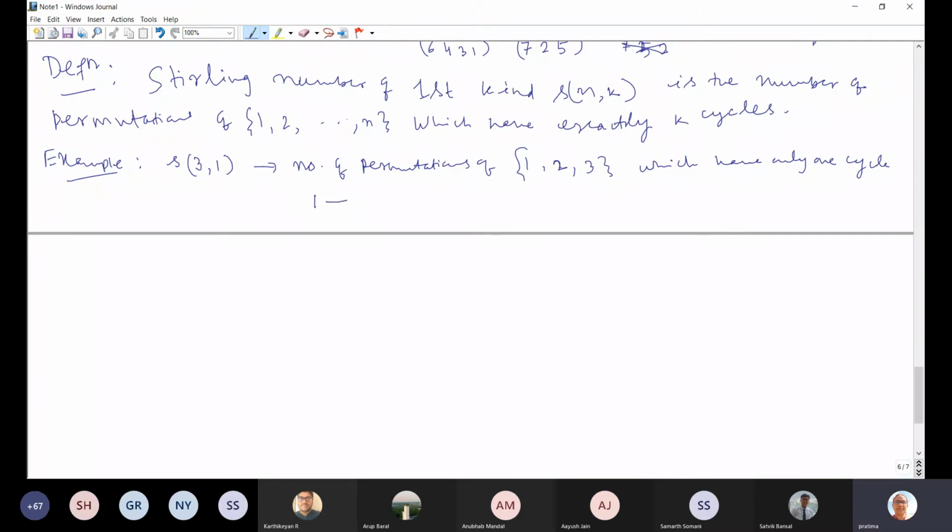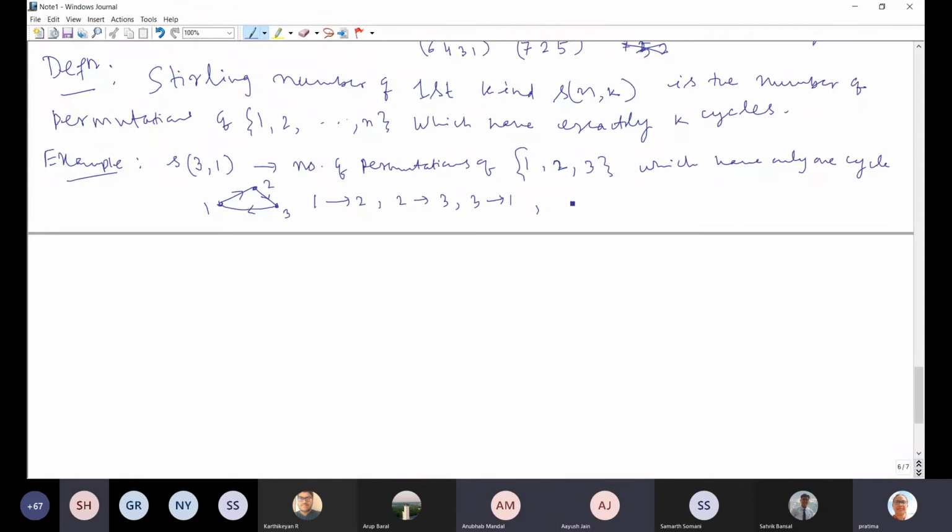Say let us map: 1 goes to 2, 2 goes to 3 and 3 goes to 1. This is one cycle you are getting. Let me draw its diagram. 1, 2, 3. So I am saying that 1 goes to 2, 2 goes to 3, 3 goes to 1. This is one cycle. Any other cycle you can get?